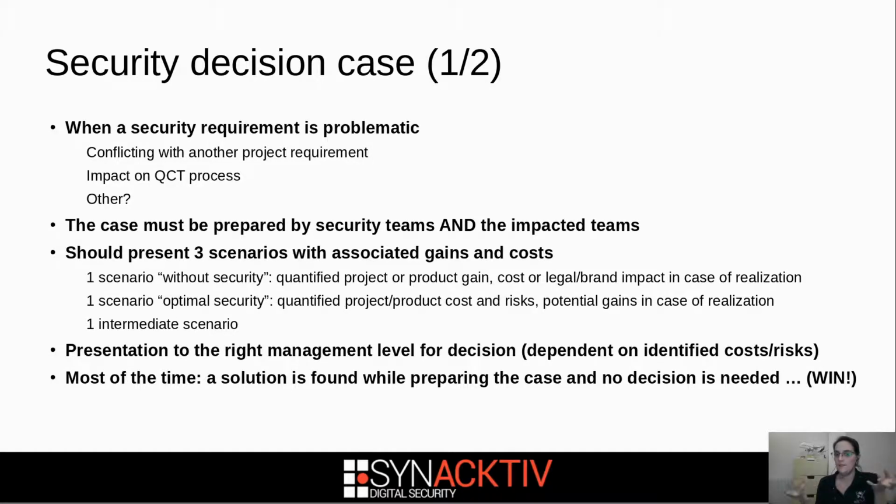Once you've written all that, you can present it to the right management level that you decided at the beginning, and they're going to take a decision. Okay, it's really important that you go to the right level, that you decide at the beginning of the project. So it could be, for example, the business risk owner if it's a very high risk for the project, or the security.